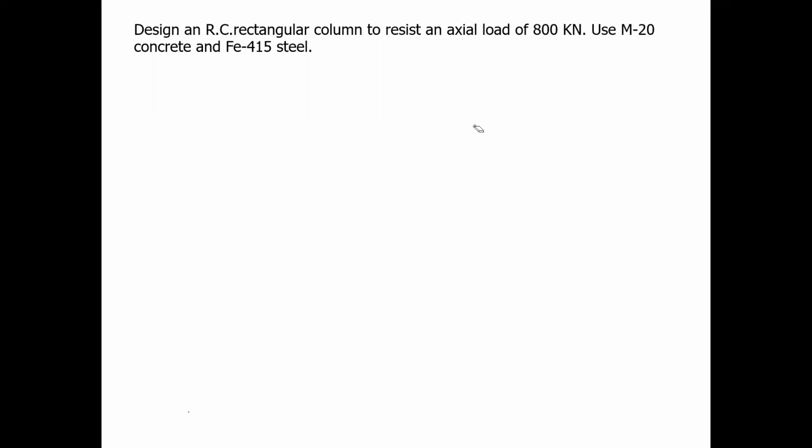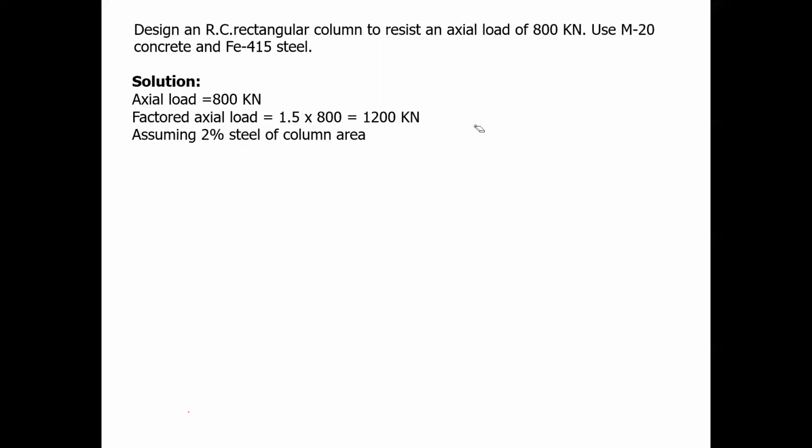Right. Okay, take down: axial load 800 kilonewton, factored axial load. You're going to multiply with 1.5. Why you are multiplying with 1.5? You're designing as per limit state method.